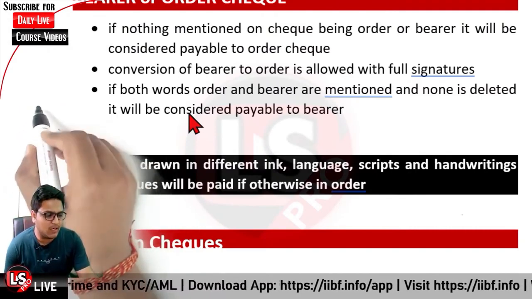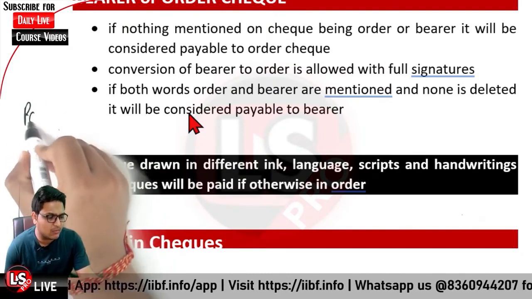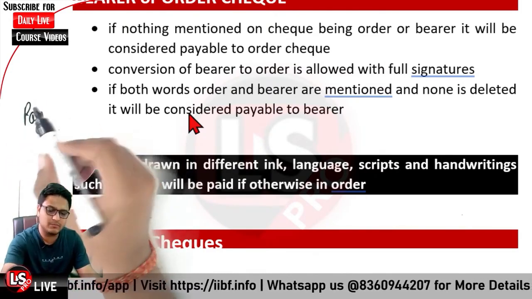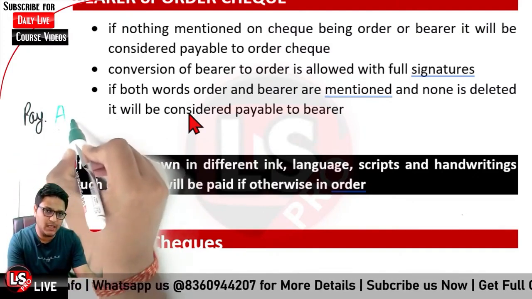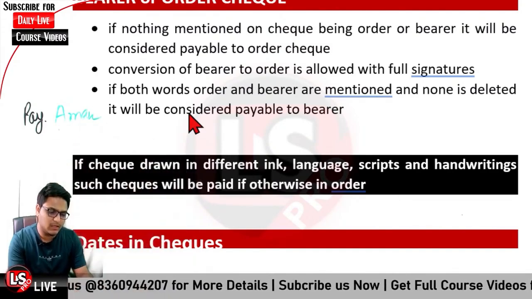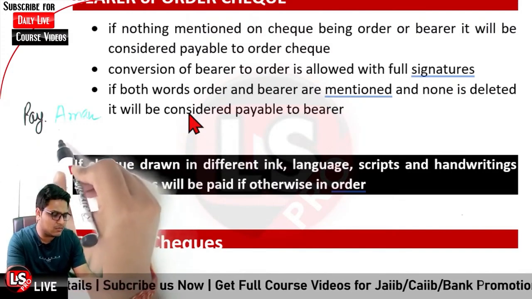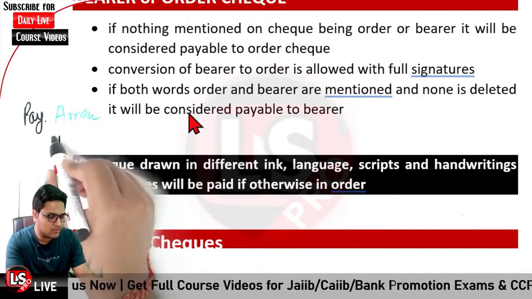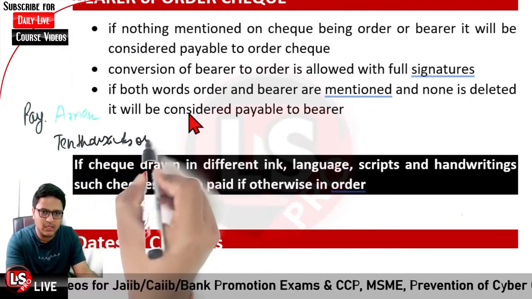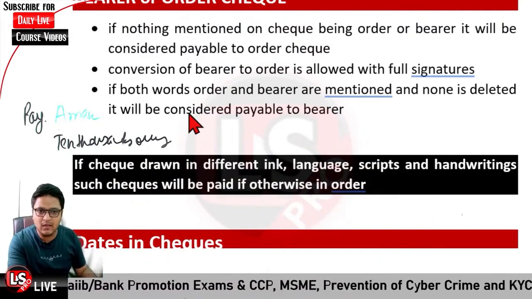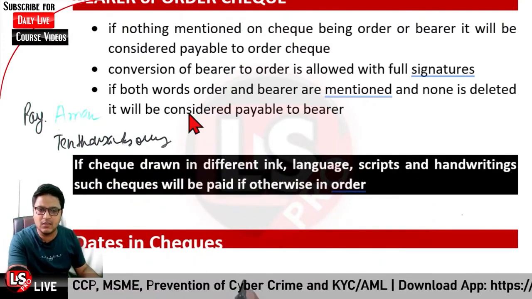Okay, so if A draws a check where he mentions pay name to Aman in green ink, and further the amount, 10,000 only, is mentioned in black ink, and then it is signed in blue pen ink. Is it valid? Yes, that is a valid check.